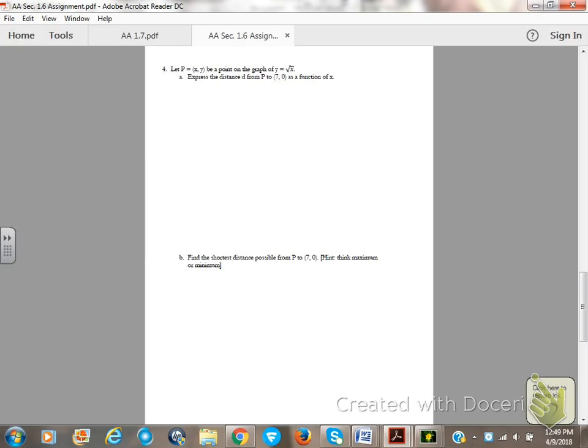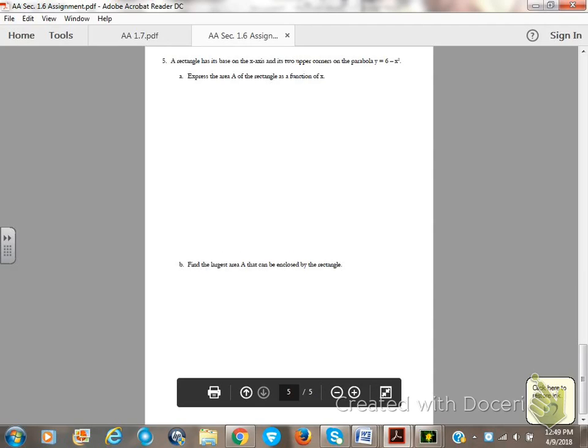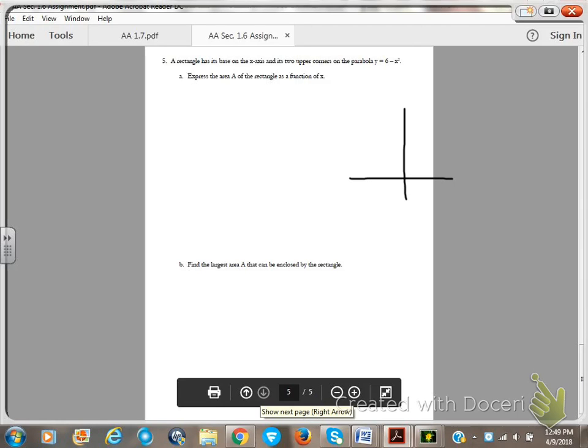All right, last one. A rectangle has its base on the x-axis and its two upper corners on the parabola y equals 6 minus x squared. You'll notice that it just says the x-axis. It does not say only the positive x-axis. So when we look at our picture, it goes up 6, and then it's a parabola opening down.